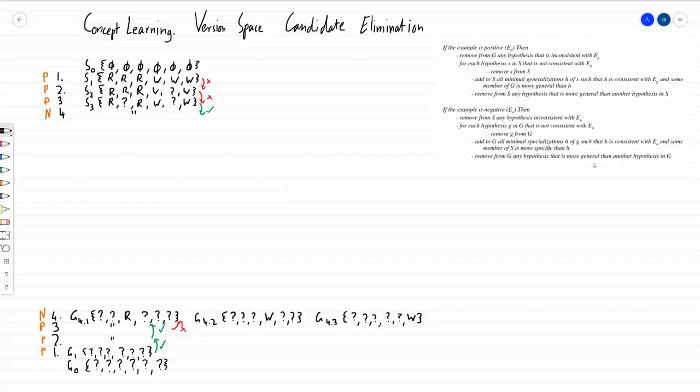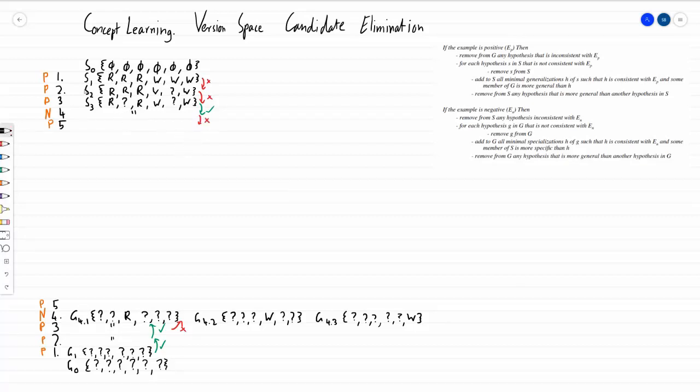And remove from G any hypotheses that are more general than another. Well, these are all just one, and we have nothing that is more general, so that's totally fine. So let's move on to the next example, which is another positive example. So we're going to be looking back at this section. So with this one, does our previous specific match up? We have red, red, red, white, white, yellow. Okay. So this one does not match up, unfortunately.